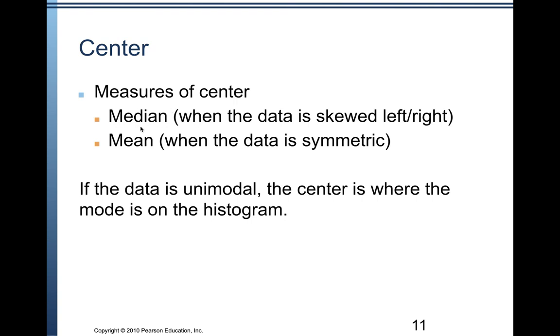Okay. When we want to actually measure what the center is, if the data is skewed, then the median, the middle number, will be the most accurate representation of the center. So that's only when the data is skewed. When the data is symmetric, then we will use the mean. The mean will be the most accurate representation of the center. Okay. If the data is unimodal, the center is where the mode is on the histogram. It's the high point. So it's not necessarily the literal center, it's where that mode is. Okay? So that's the center.